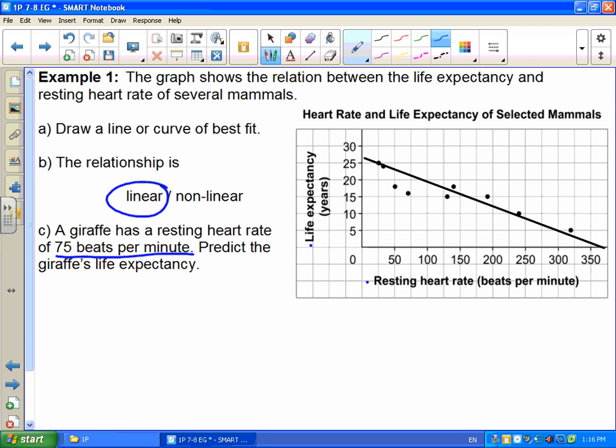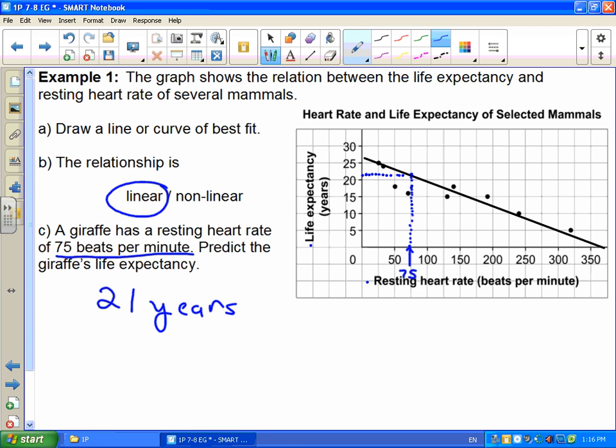Well, that's going to be a resting heart rate, so it's down on the x-axis. We want to find 75, which is going to be halfway between 50 and 100. And we go up to the line of best fit, and then we go across to estimate what the life expectancy is going to be. So we seem to be a little bit above 20, below 25 there, so let's say that that's about 21 years.